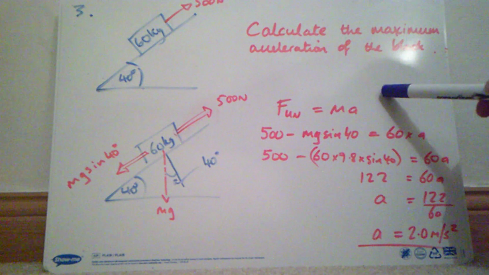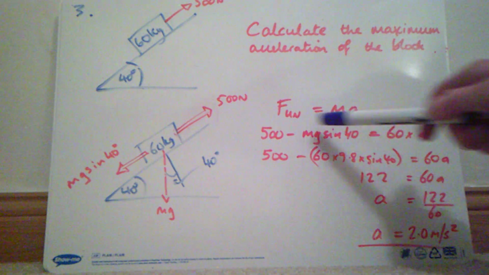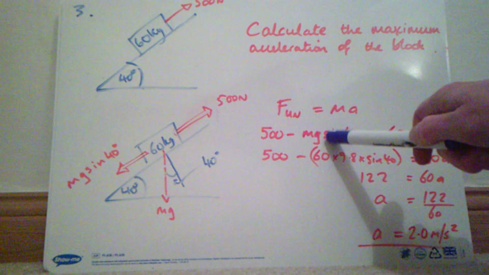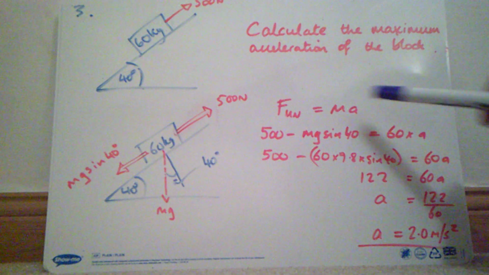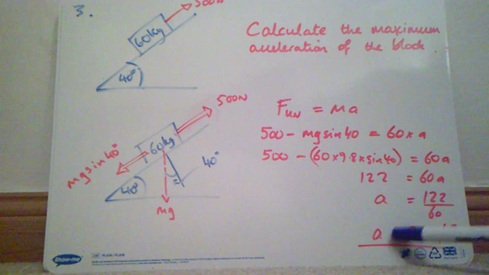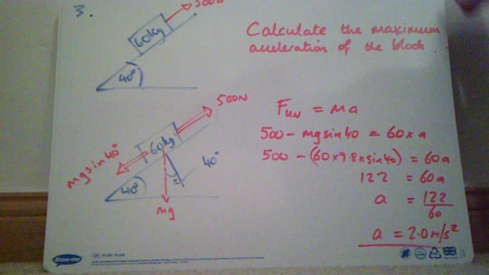So F_un equals ma. Working out the overall effects, which is what F_un is, it's the big one, take away the small one, equals mass times the acceleration. Solve this however you want to solve it, but the answer comes out to be 2 meters per second squared.